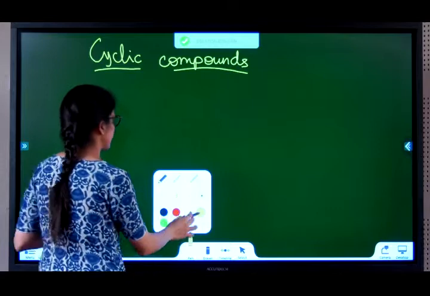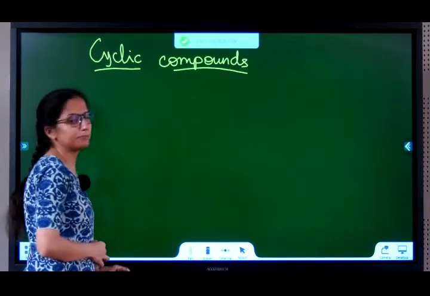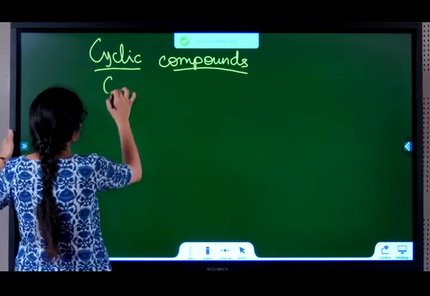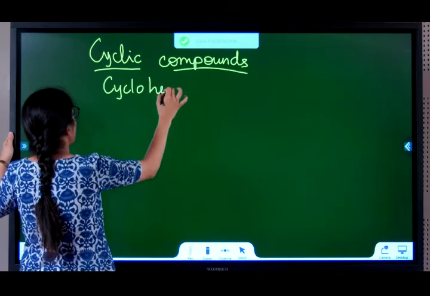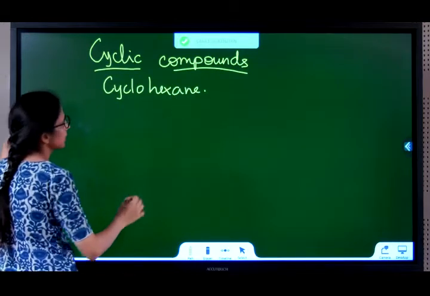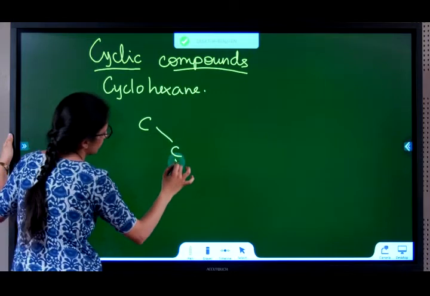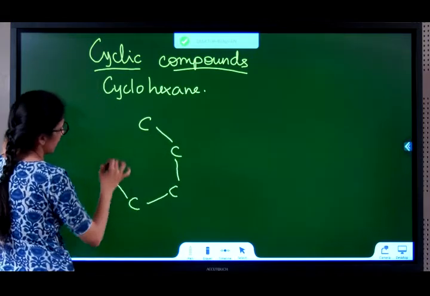You don't have much in detail here. I'll be doing 2 examples. One more example will be covered in the exercise. So the first example I'll be doing is cyclohexane. How do we do this? Take 6 carbon atoms and loop it. Hex because it's 6.